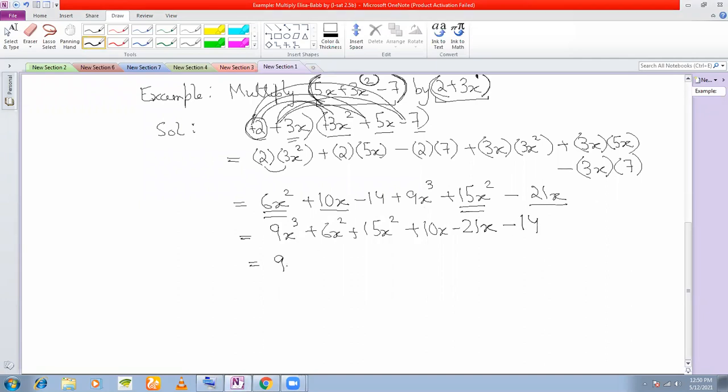So this becomes 9x cube. If you add 15 and 6, you'll get 21x square. And 10 minus 21 is minus 11x minus 14. And that is your answer.